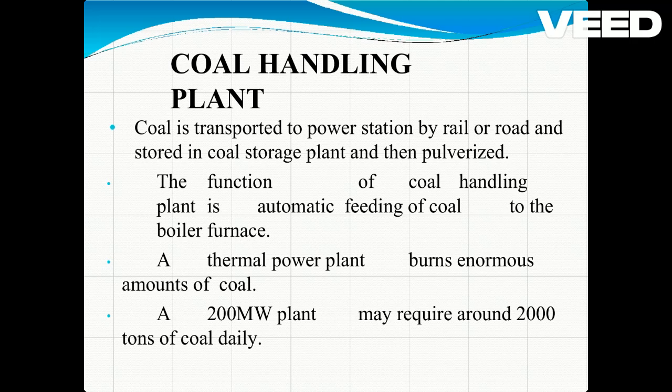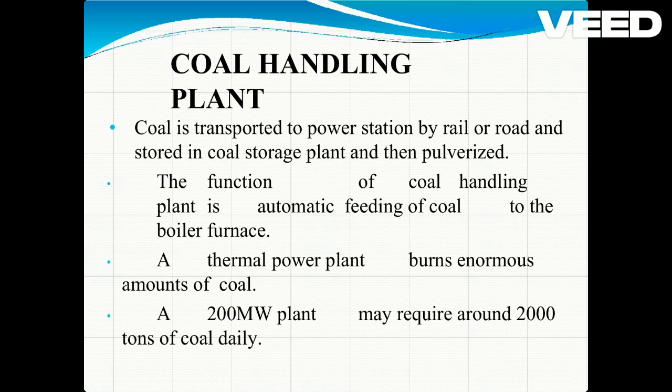Generally, the coal is transported to a power station by rail or road, because these two are the ways by which we can efficiently transfer the coal from the coal mines. And after transferring the coal to the thermal power plant, we have to store that coal in the storage plants, and then we proceed for pulverizing.